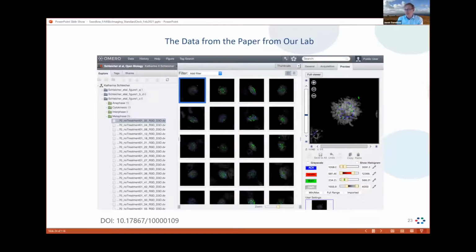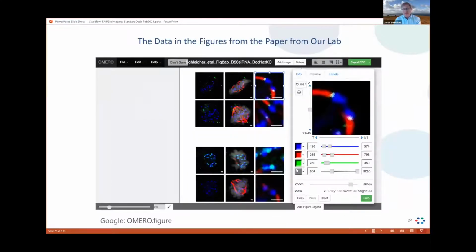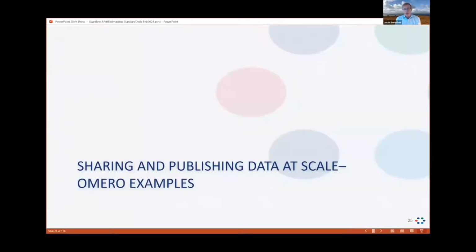You would see the original data associated with the paper in those figures. And you can see they're organized according to different figures. We have a figure making application called OMERO.figure. If you want to find out more information about this, there are lots of online videos. Just Google omero.figure. And so you can take the data in OMERO, build a figure, do all the annotations, etc. And we have all of the figures published as well. So that's one example of publishing data. So that's our lab publishing data.